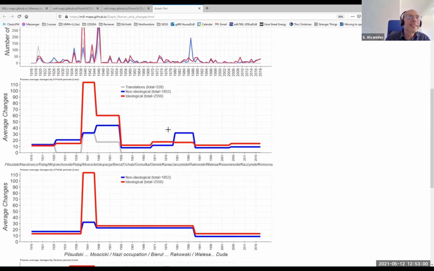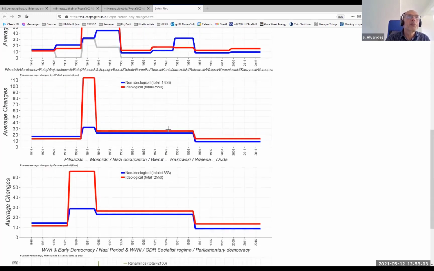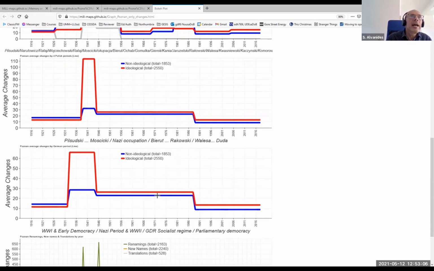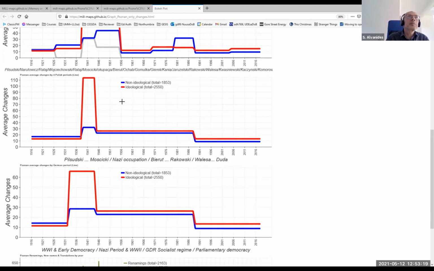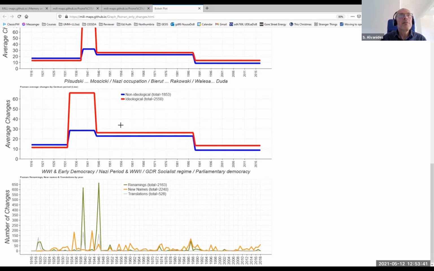I'm not going to go into the detail of how these periods have been selected, but I wanted to show you the difference here. If we adopt the German periodization, or if we change them to take into account the fact that, for example, Poland didn't experience the Nazi regime at exactly the same years, but a little bit later. So you can see here the effect is quite high of the ideological changes in Poznan, but it becomes even higher, 110 changes on average on the street names during the Nazi period and the Nazi occupation of Poznan. And then, of course, we can also split it by namings and renamings, etc.